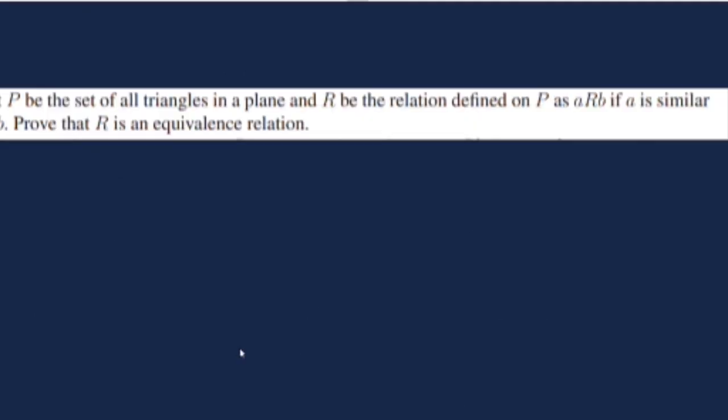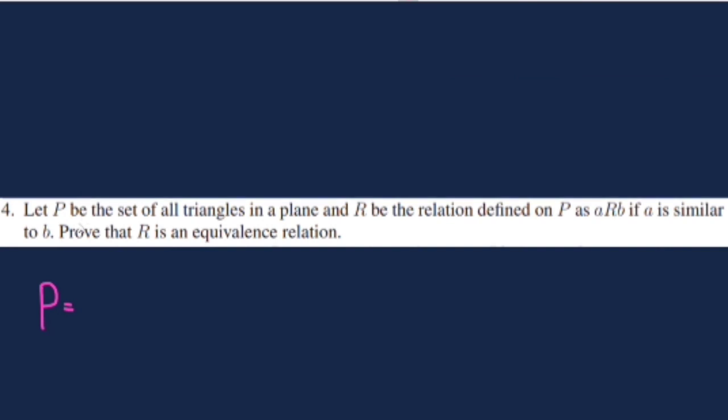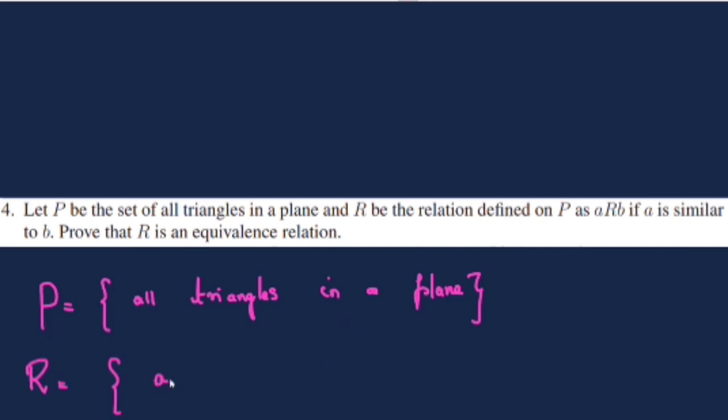The fourth one: let P be the set of all triangles in a plane. So P is a set. What is the set P? All triangles in a plane. So you know you have an infinite number of triangles. What is the relation? If A is related to B, what is the condition? Only if A is similar to B.